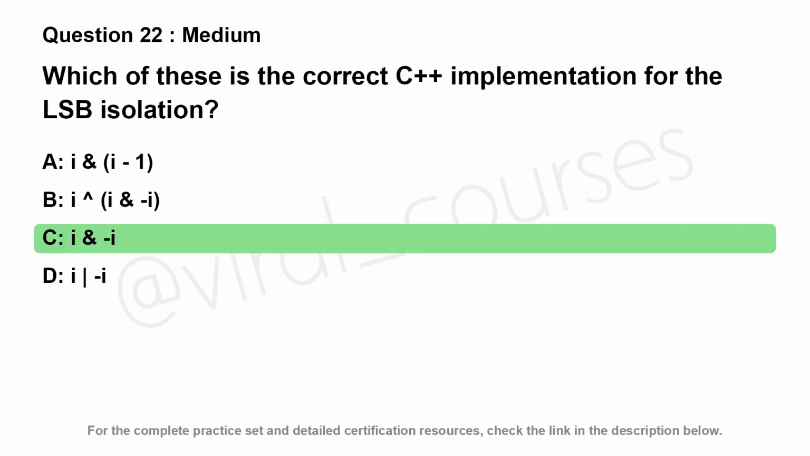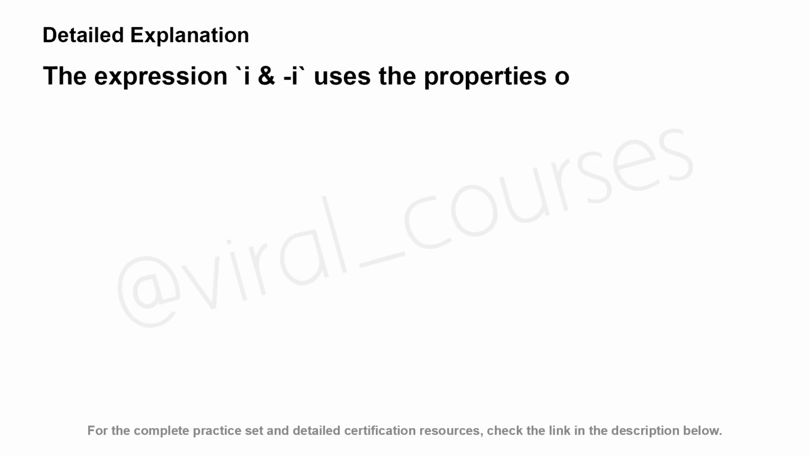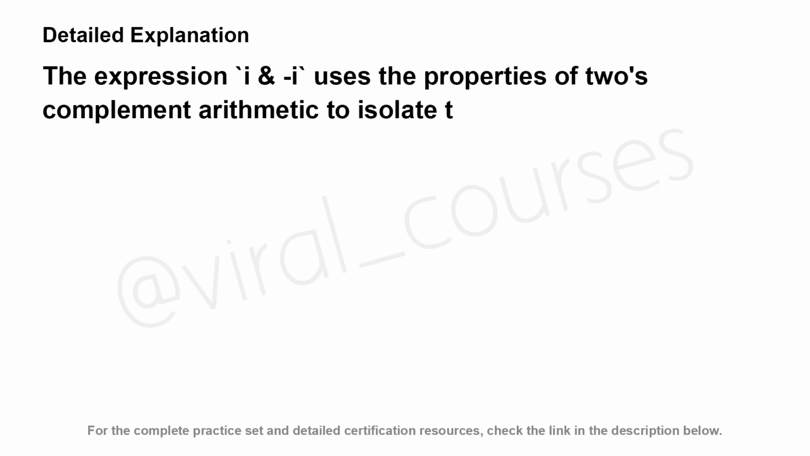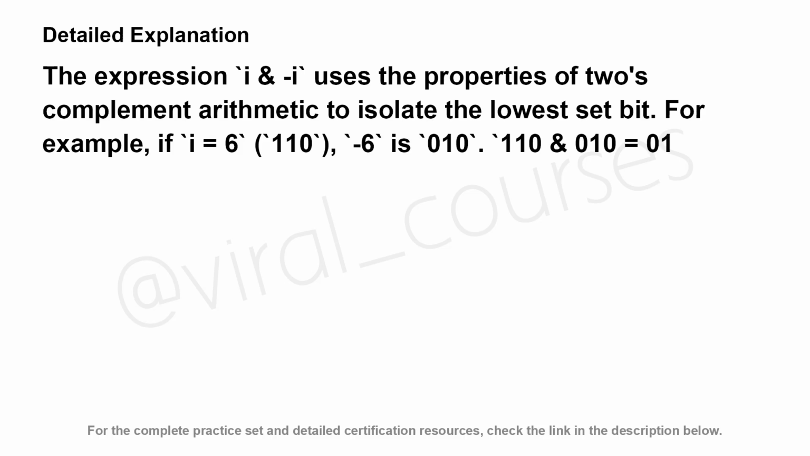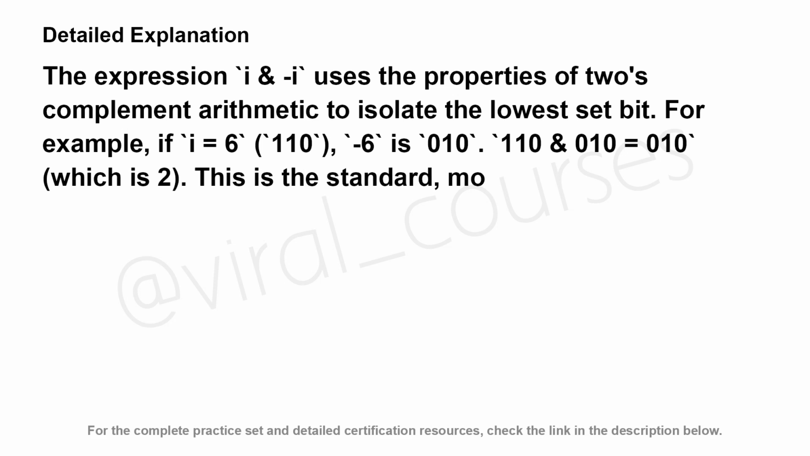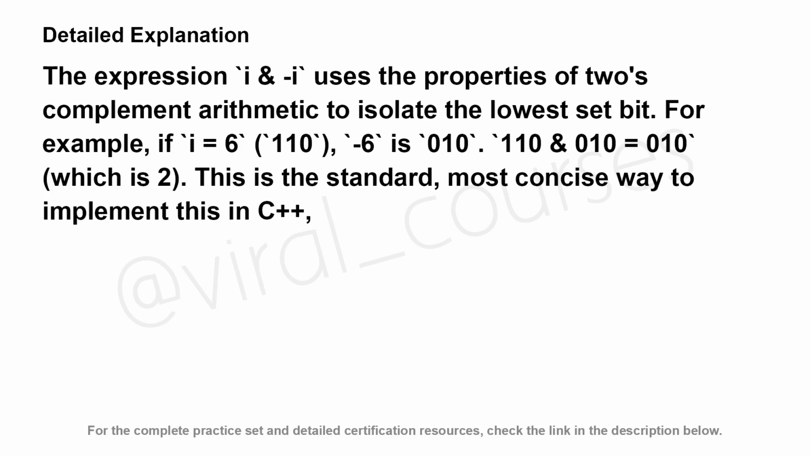The correct answer is C. The expression i & -i uses the properties of 2's complement arithmetic to isolate the lowest set bit. For example, if i equals 6, which is 110, minus 6 is 010, and 110 & 010 equals 010, which is 2. This is the standard, most concise way to implement this in C++, Java, and Python.